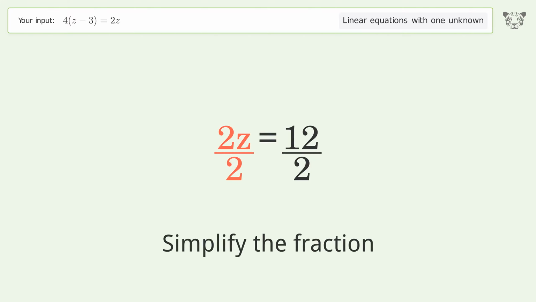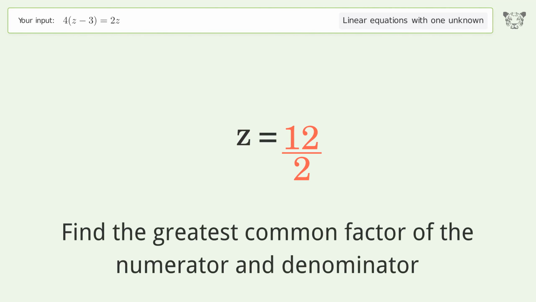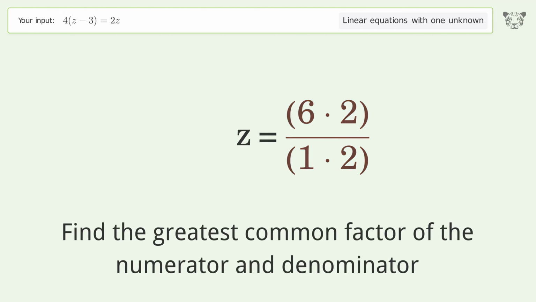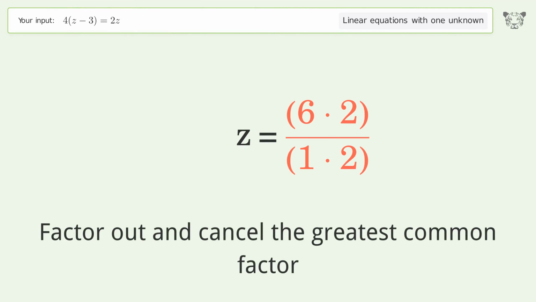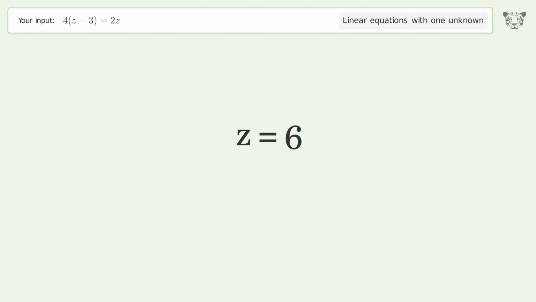Simplify the fraction. Find the greatest common factor of the numerator and denominator. Factor out and cancel the greatest common factor. And so the final result is z equals 6.